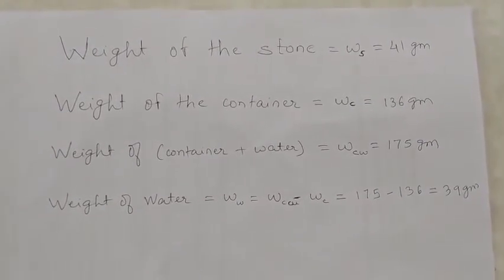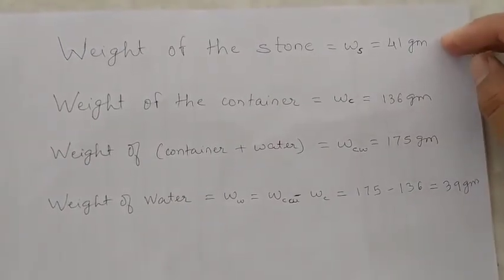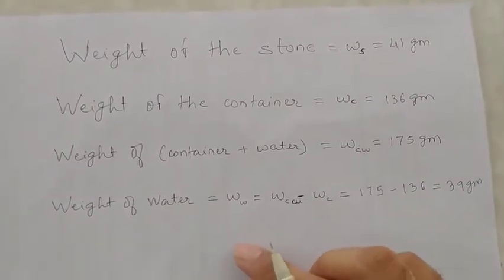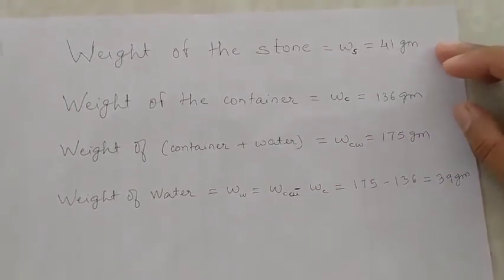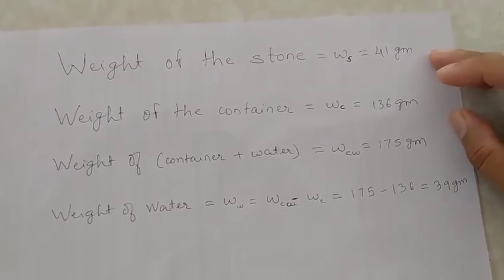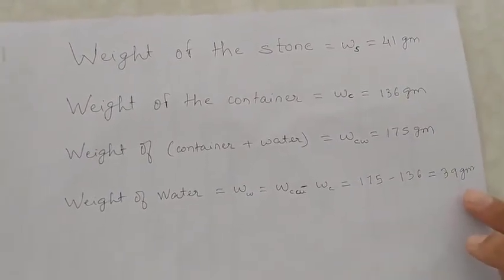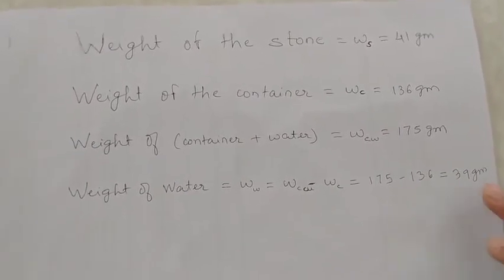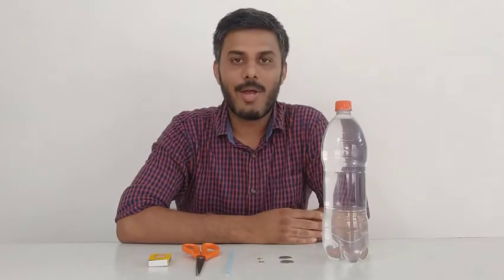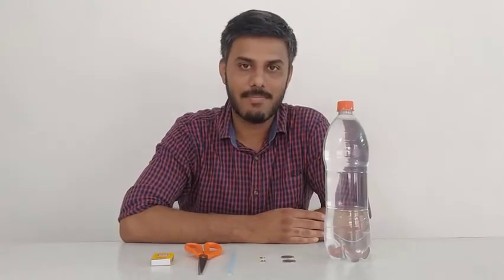So what Archimedes told is the weight of this stone must be equal to the weight of the water displaced. And we have approximately got it right. Weight of the stone is 41 grams and weight of the water displaced is 39 grams. So we are going to see an application of Archimedes' principle.